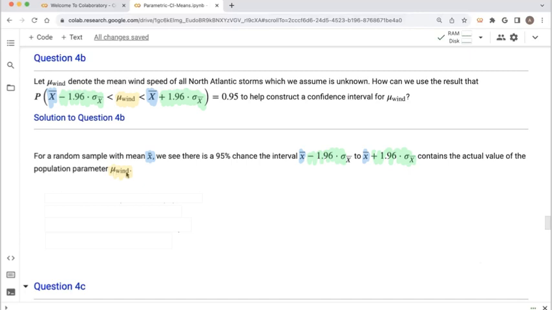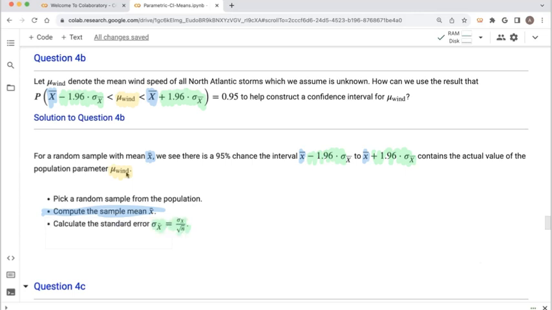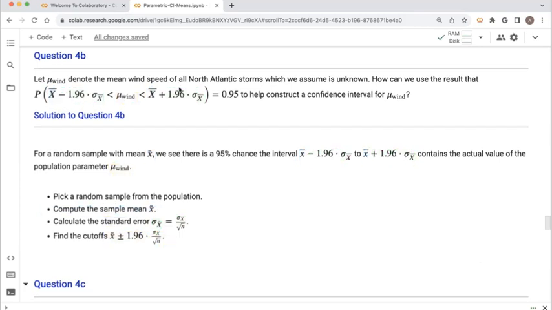So I pick a sample, I calculate my sample mean x bar, I calculate the standard error of the sampling distribution for the mean using the central limit theorem, and now I can find two cutoffs, and that interval between those two cutoffs is going to have a 95% chance of capturing the population mean that I'm trying to estimate. And so using this process that we've just outlined, that requires us to find the standard error, which requires us, in this case, the estimate we're getting using the central limit theorem.